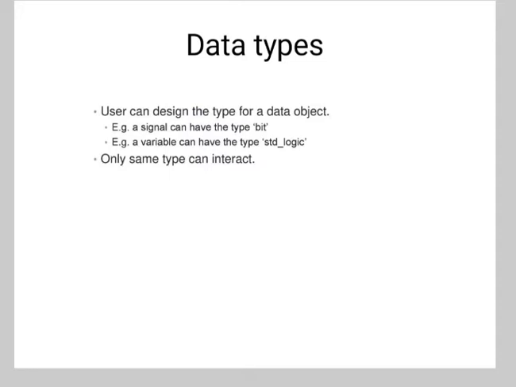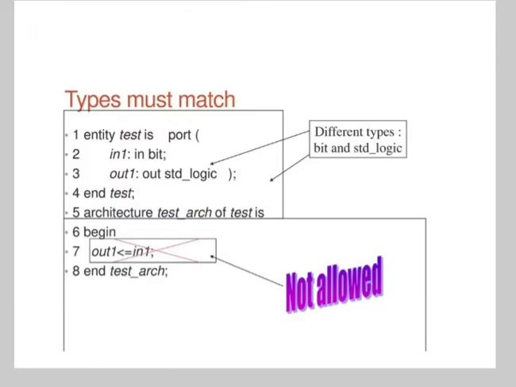In VHDL, the type declarations are allowed in entity, architecture, package and subprogram declaration sections. There are four classes of data types in VHDL: scalar type, composite type, access type and file. So scalar type is again divided into four types, that is enumerated type, physical type, real type and integer type. And composite type is divided into two more types, that is array type and record type.